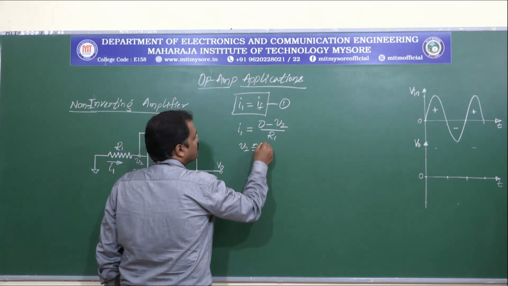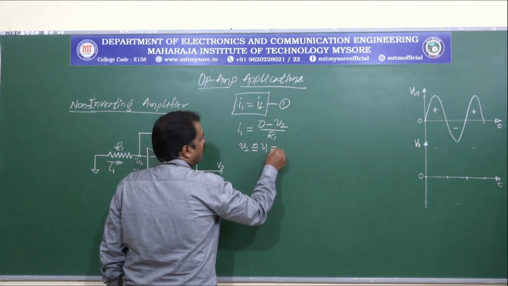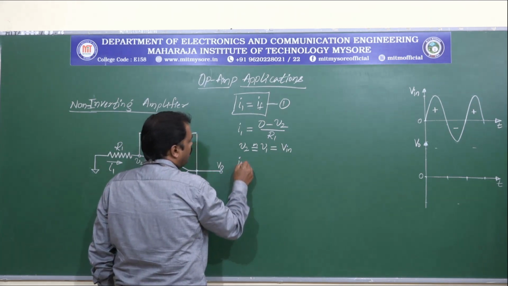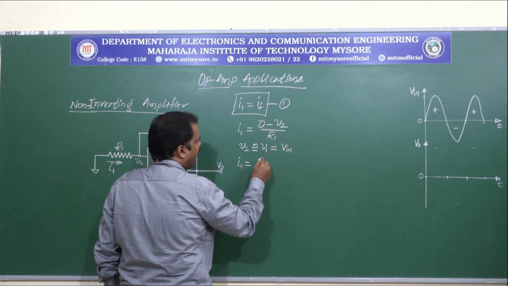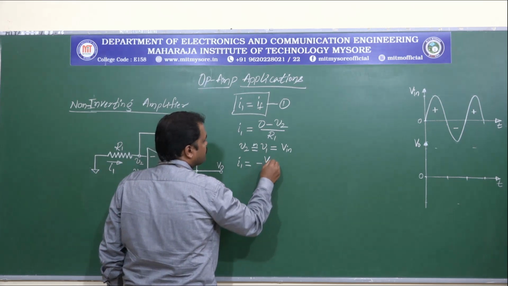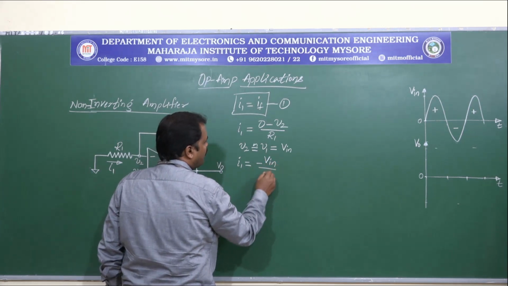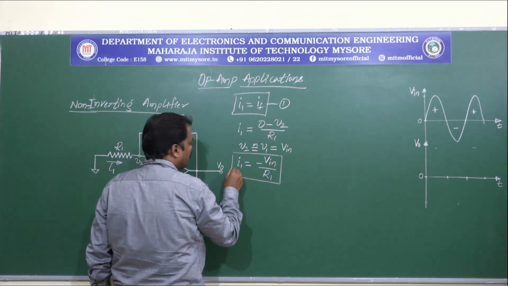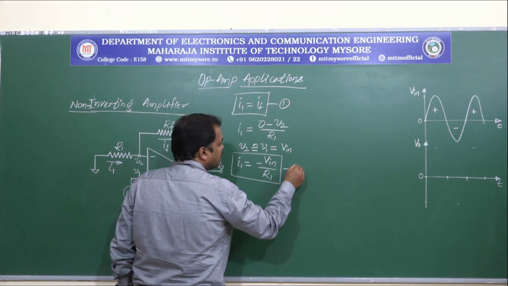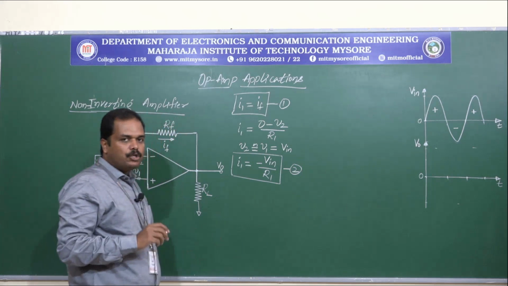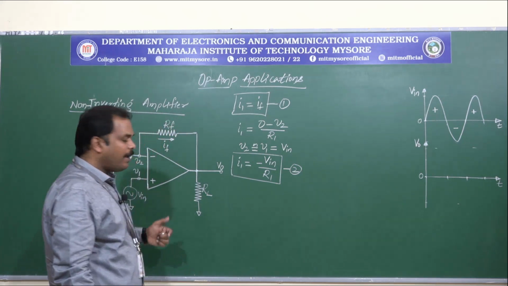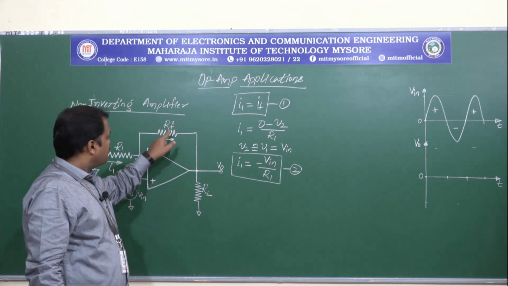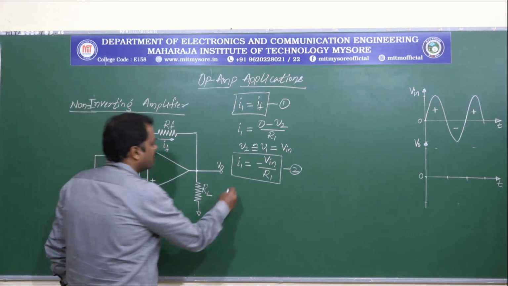V2 is approximately equal to V1, which is equal to Vin. So I1 can be written as minus Vin divided by R1. Let us consider this as equation 2. Now again applying Ohm's law for this path, we will consider the value for IF.